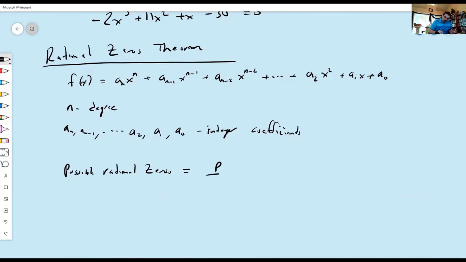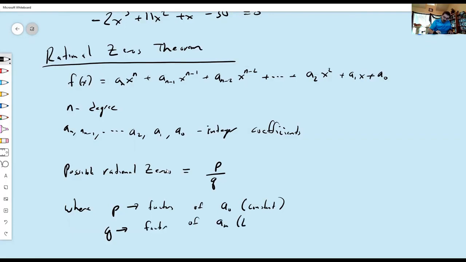They have the form p divided by q, where p is made up of the factors of a0, or the constant. And q is made up of factors of an, the lead coefficient.